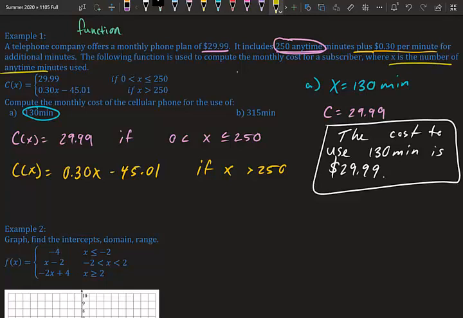All right, so part B. We're given 315 minutes. We want to know how much it's going to cost if we use the phone for 315 minutes.